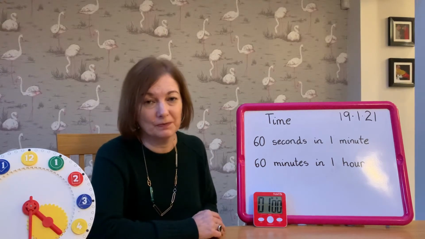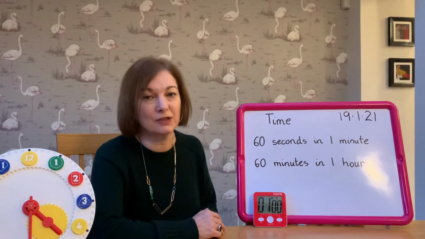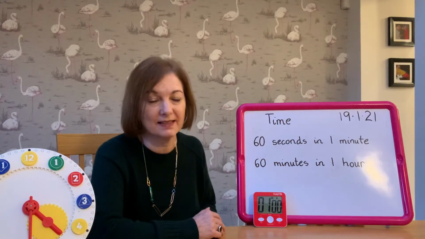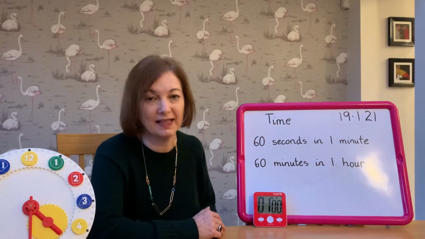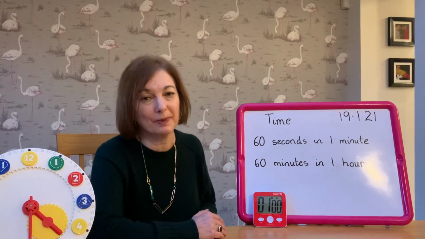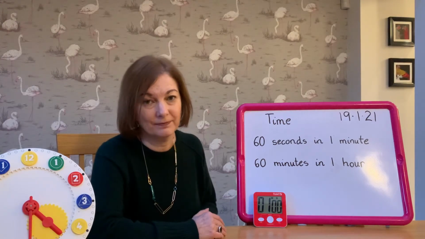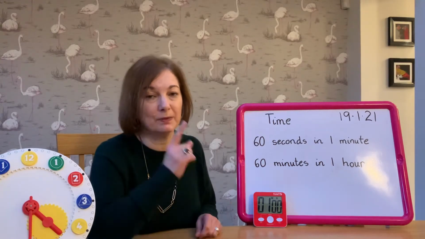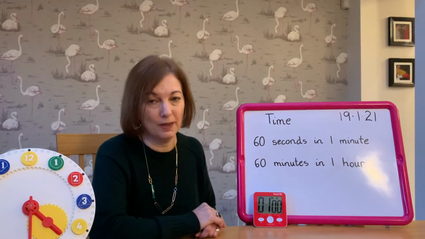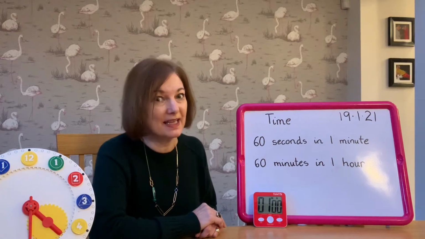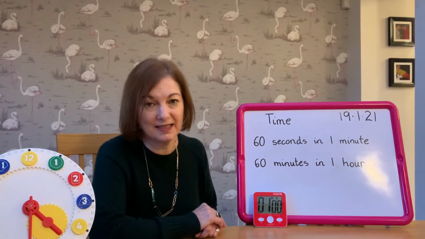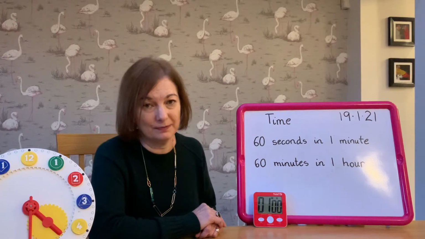So you would do 1 and 2 and 3 and 4 and 5 and 6 and 7 and 8 and 9 and 10. And that would be roundabout 10 seconds. If you kept counting all the way up to 60, that would be 1 minute. And if you count all the minutes up to 60 again, then that would be an hour.